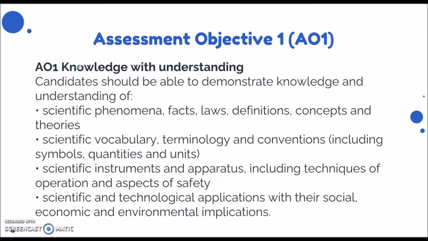Number 1 is knowledge with understanding. So what does it mean by that? Candidates should be able to demonstrate knowledge and understanding of, number 1, scientific phenomena, facts, laws, definitions, concepts, and theories. Number 2, scientific vocabulary, terminology, and conventions, including symbols, quantities, and units. In physics, in science basically, quantities and units are the most important things.